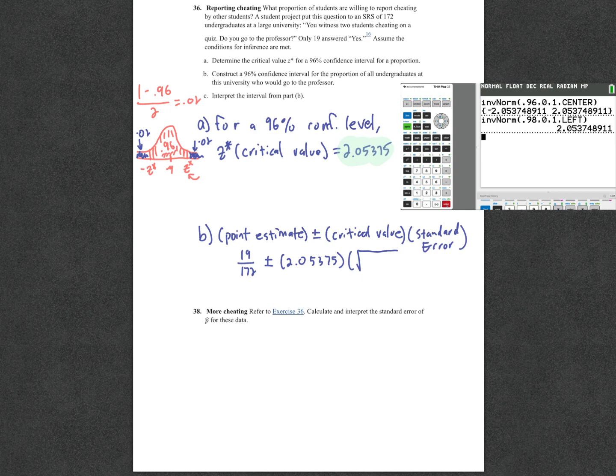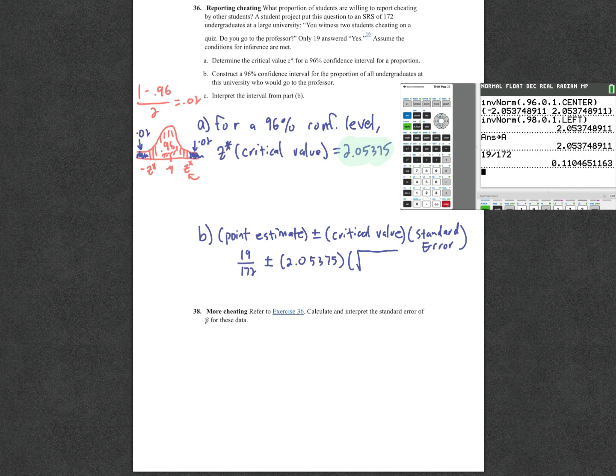Actually, let me finish. So this will be whatever our critical value is. Let's get that in the calculator real quick. I'm going to store this value as a, because we'll use that later when we're constructing our confidence interval. First let's find 19 divided by 172 as a decimal. So that's our p hat.